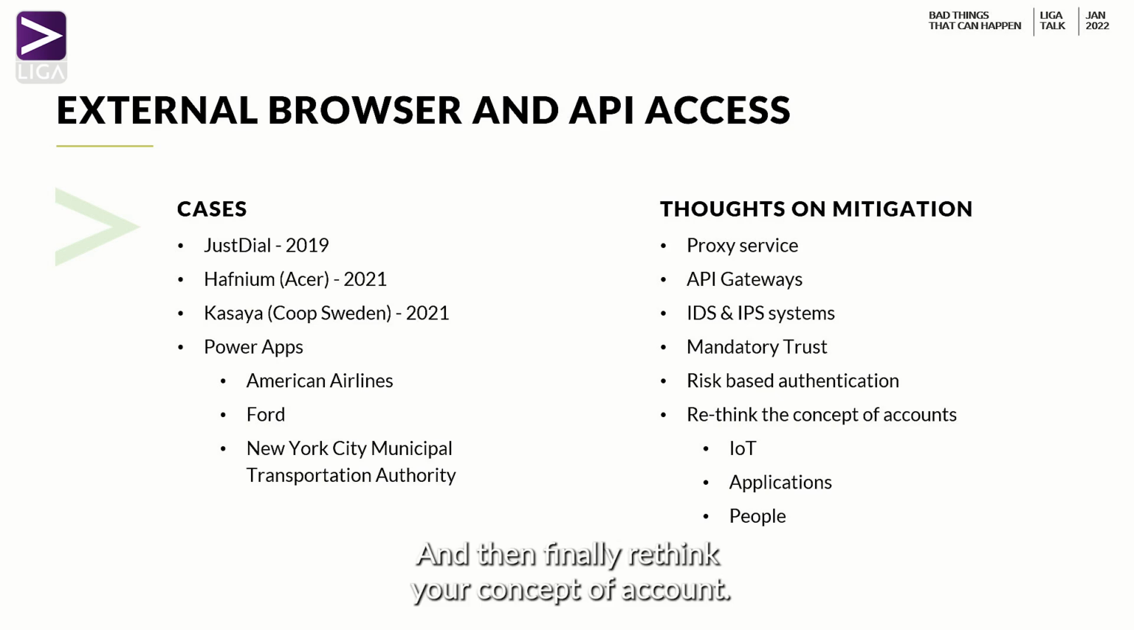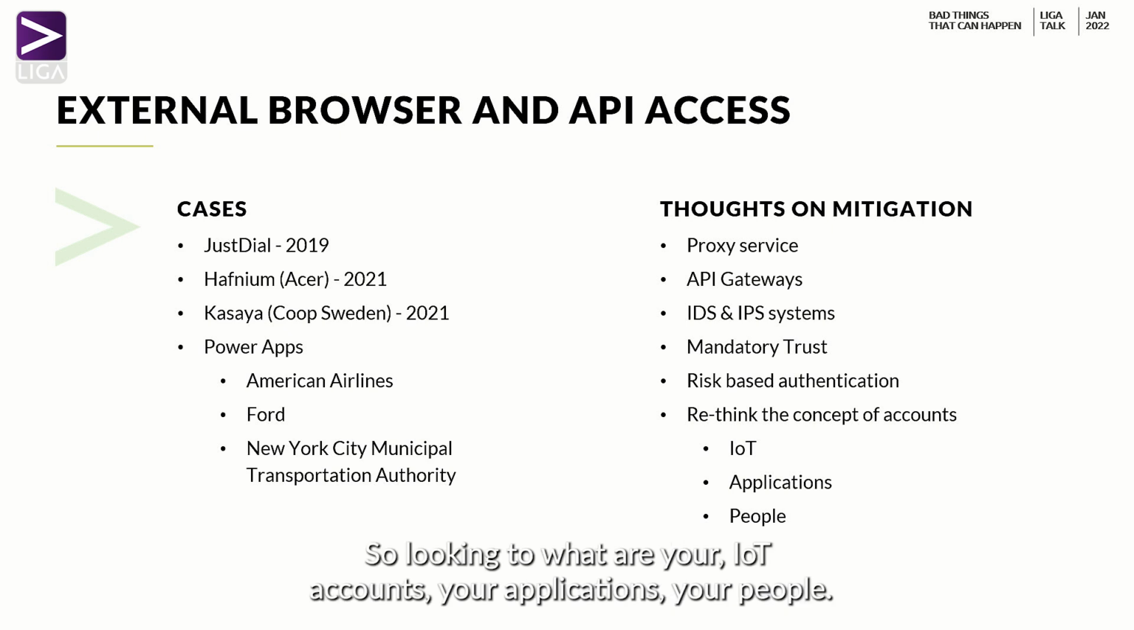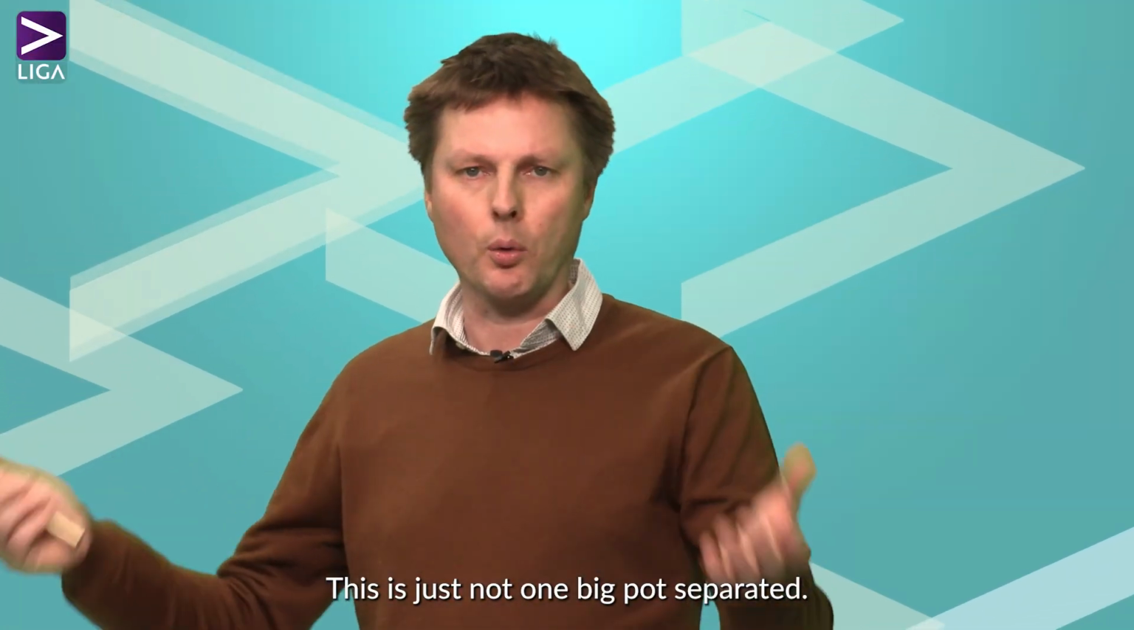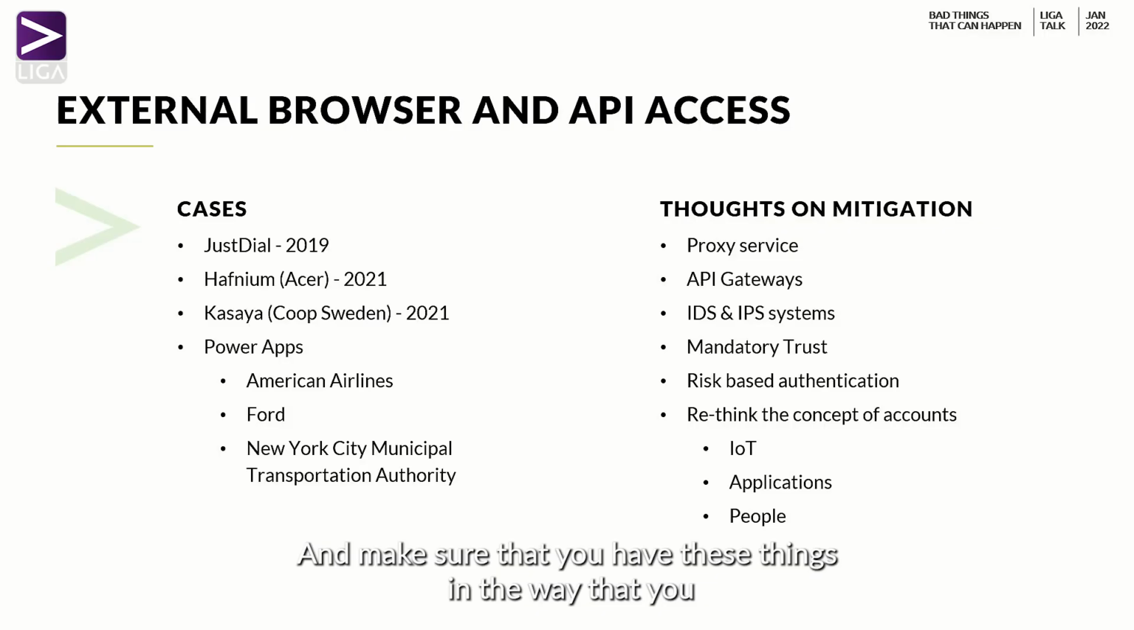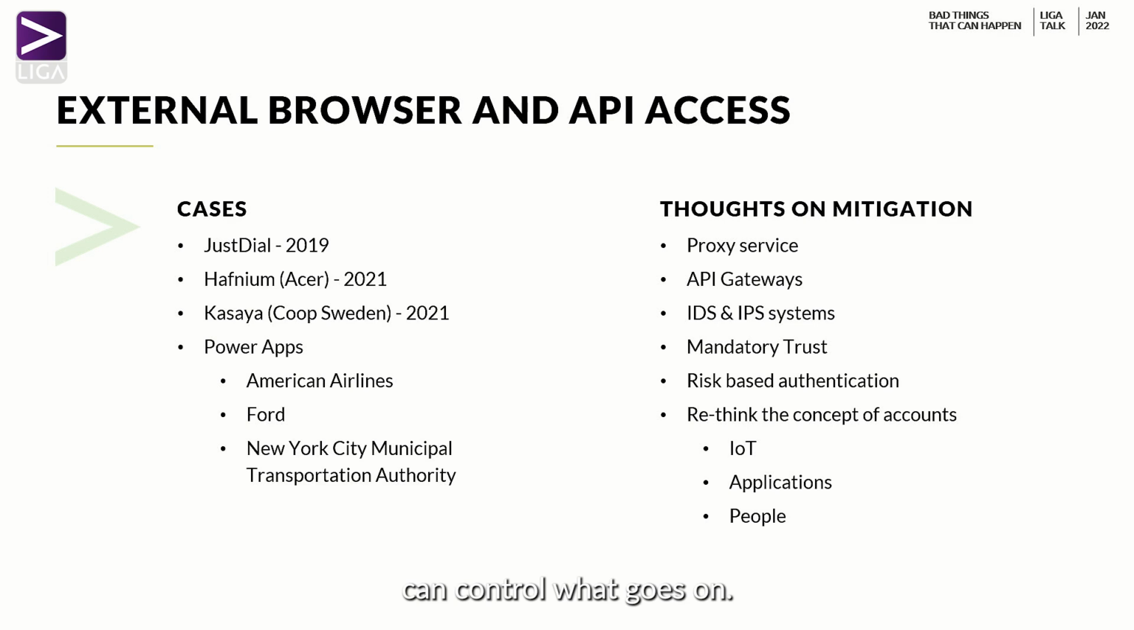And then finally, rethink your concept of account. Look into what your IoT accounts, your applications and your people are. This is not just one big pot. Separate them, back to segregation, and make sure that you have these things in a way that you can control what goes on.